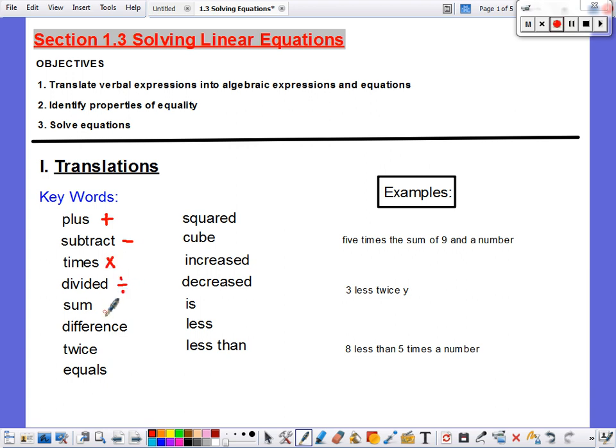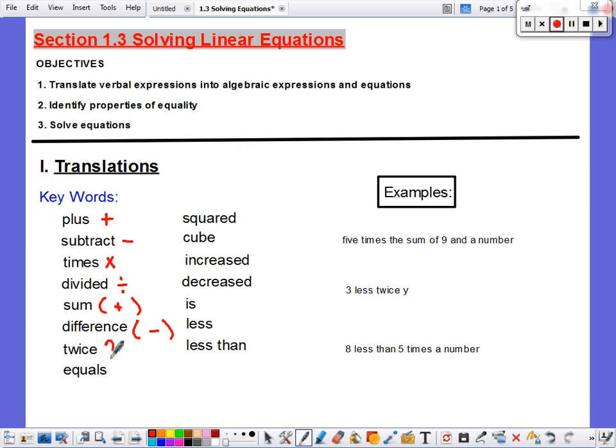Sum is the result. So when you see the sum, we're talking about an addition problem, the result of an addition problem. But I like putting the bubbles there because the sum is the result of an addition problem, not just that we're adding. Difference would be the result of a subtraction problem. So again, I like the bubbles to help us. So if we had something, and we'll take a look over here, but we have 5 times the sum, this is going to be 5 times the bubble. So we'll talk about that in a moment.